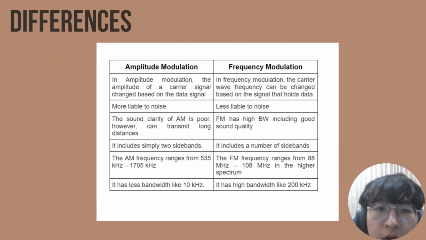The differences between amplitude modulation and frequency modulation are: in amplitude modulation, the amplitude of the carrier signal changes based on the data signal, whereas in frequency modulation, the carrier wave frequency is changed based on the signal that holds data. Amplitude modulation is more liable to noise, whereas frequency modulation is less liable to noise. The sound clarity of amplitude modulation is poor, however it can transmit a long distance, whereas frequency modulation has high bandwidth including good sound quality. Amplitude modulation includes simple two sidebands, whereas frequency modulation includes a number of sidebands.